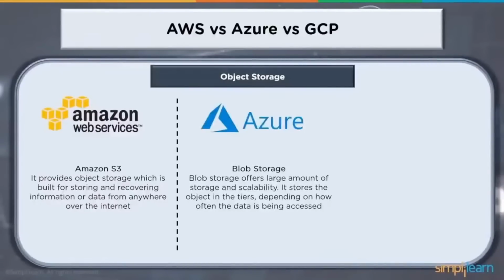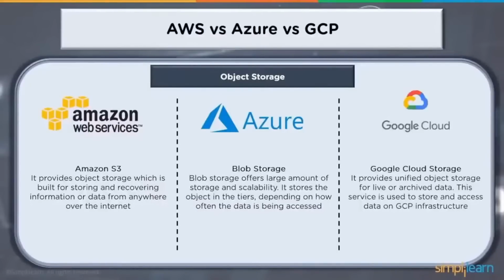Azure comes up with Blob Storage, that is binary large objects storage, which offers a large amount of storage and scalability. It stores the objects in tiers depending on how often the data is being accessed. Now the same thing applies to even S3, which is from Amazon. So S3 also has different kinds of storage classes which can be selected when a user or an organization intends to use a storage service. And when I speak about storage classes, it basically means having a frequent access storage, an infrequent access storage, or what we call just an archival solution.